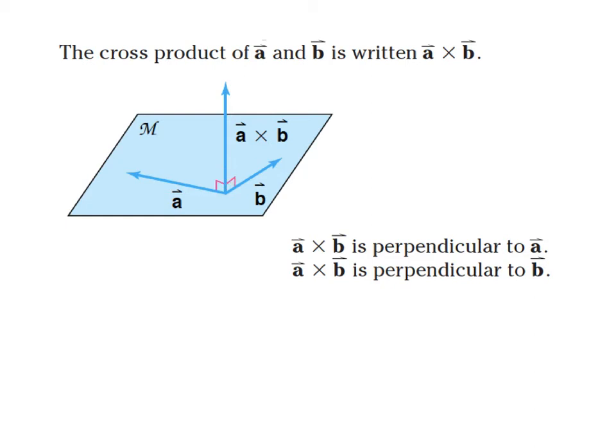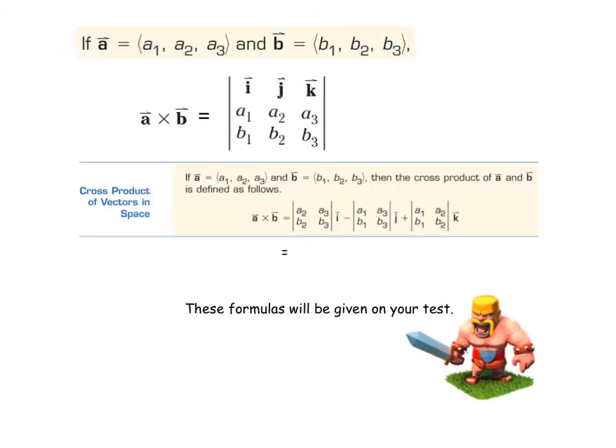A cross B, which is representing this line up here, and that line is perpendicular to vector A, and that line is also perpendicular to vector B. Here is a formula to show you how to find the vector A cross B. I'm going to show you step by step, but here I just want you to write down the formula, the next step here.